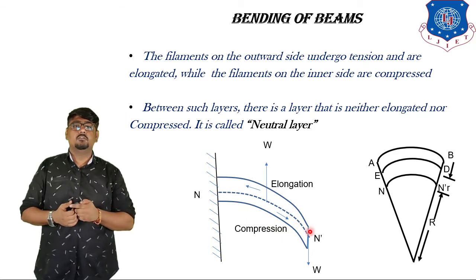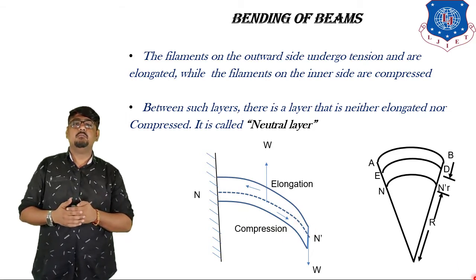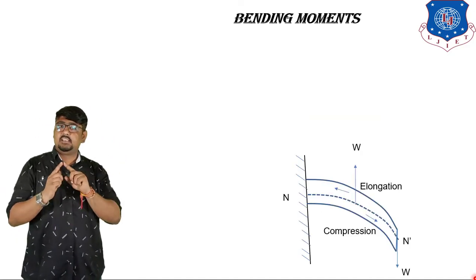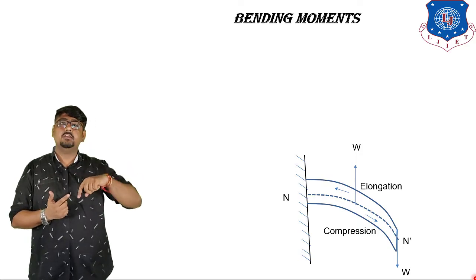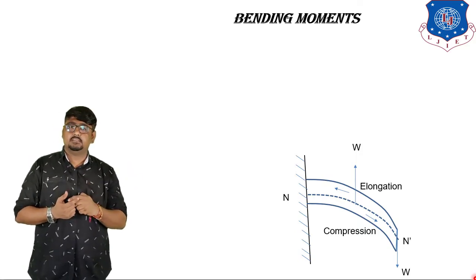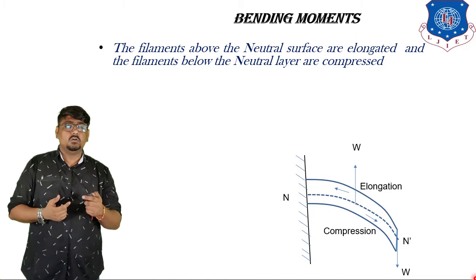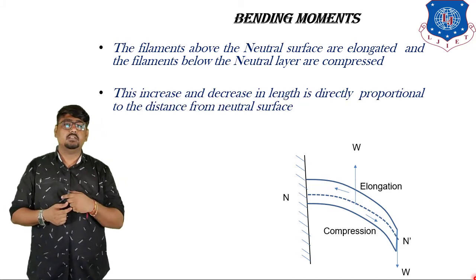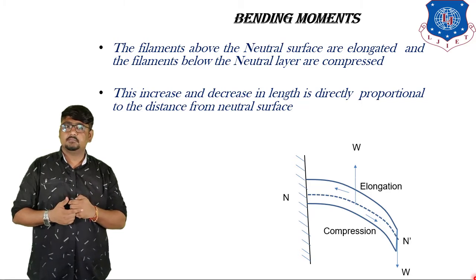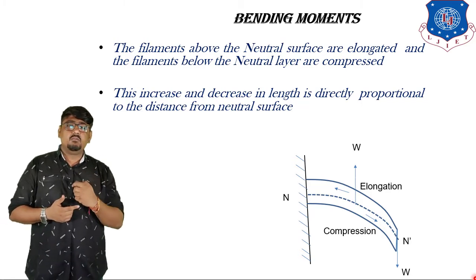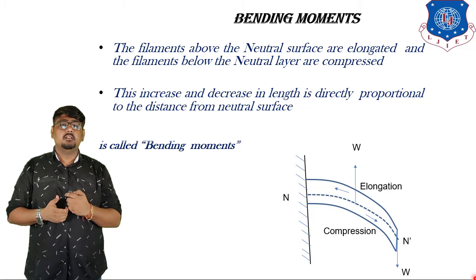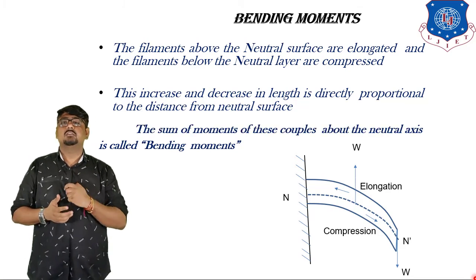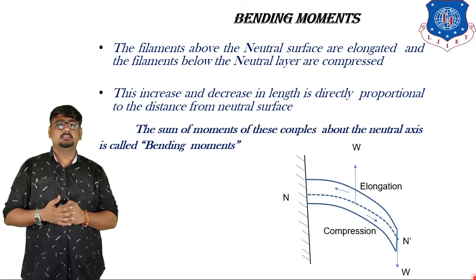So, thus, it gives the bending moment. So, how to find out the bending moment? Let's discuss that. The filaments above the neutral surface are elongated and the filaments below the neutral layer are compressed. Okay. So, the increase and decrease in the length is directly proportional to the distance from the neutral surface. Okay. And the sum of the moments of the couple about the neutral axis is known as the bending moment.